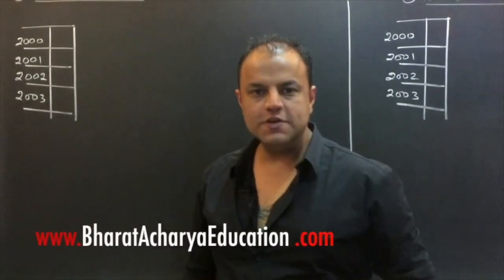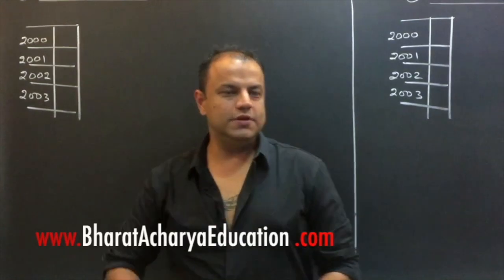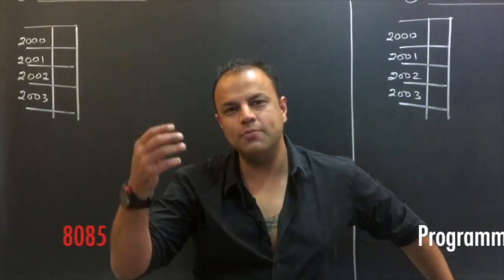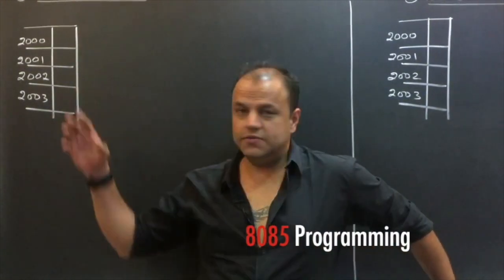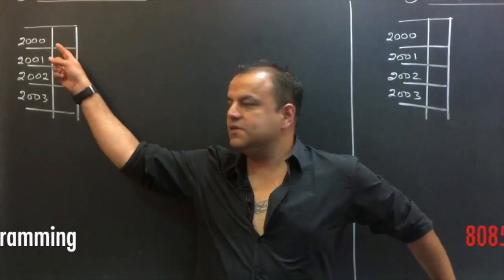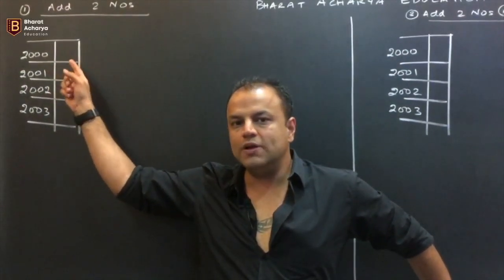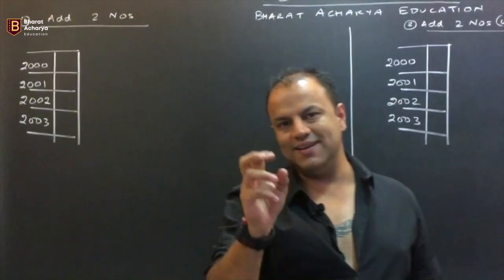Okay, so our first program is to add two numbers. So this is how the question will be there in the exam. Write a program to add two numbers. Either they will give the addresses or you assume. So let's say the numbers are stored in the memory at the locations 2000 and 2001. Now both of them contain 8-bit numbers.